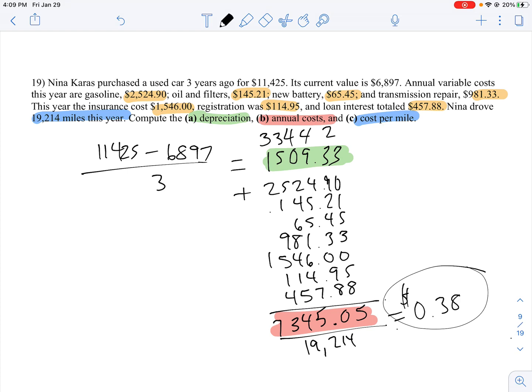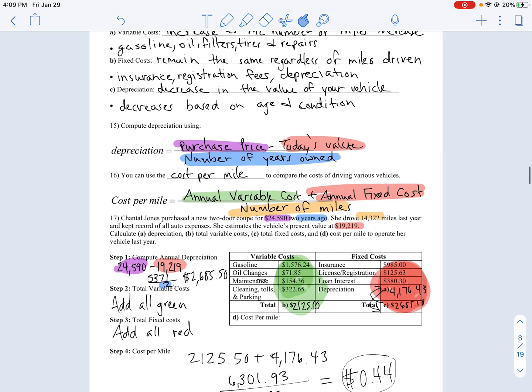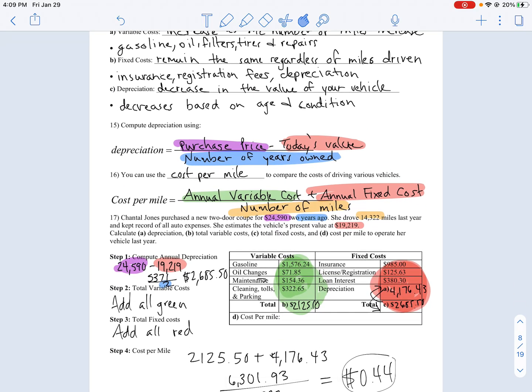So that, again, is maintaining a vehicle and operating it. Don't forget about those other costs besides just buying the car.